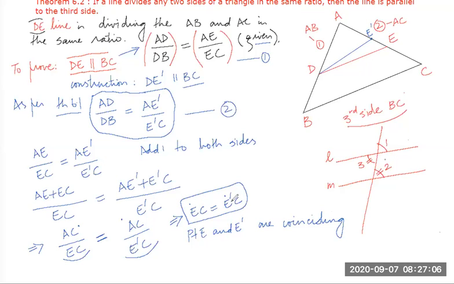If E and E dash are different points, as in this case, then can you say that this length EC is equal to E dash C? Can you say that? No, it will be wrong. But imagine if E dash and E are the same point, E dash comes and occupies the position of E. Then we can say that E dash C is equal to EC, just like this.